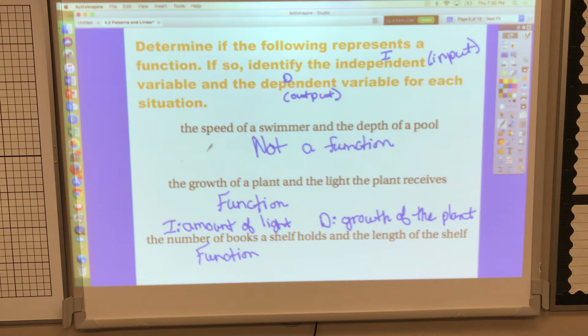size for this problem. So if we're talking about independent versus dependent, the number of books the shelf can hold is determined by the length of the shelf. So the length of the shelf is our independent variable, whereas our dependent variable, the number of books, depends on how long that shelf is. So independent versus dependent is our focus for these problems.